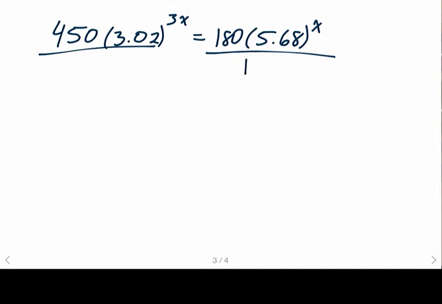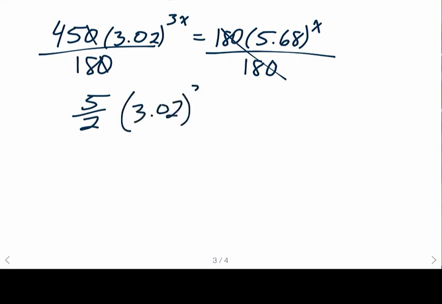So what I'm going to do is I'm going to divide both sides by 180. The reason I'm picking 180 is because it's the smaller of the two numbers. Nothing more interesting than that. On the right-hand side, the 180 divides out. On the left-hand side, well, the zeros divide out. We have 45 over 18. Dividing out the 9s gives me 5 halves. So we have 5 halves times 3.02 to the 3x is equal to 5.68 to the x.